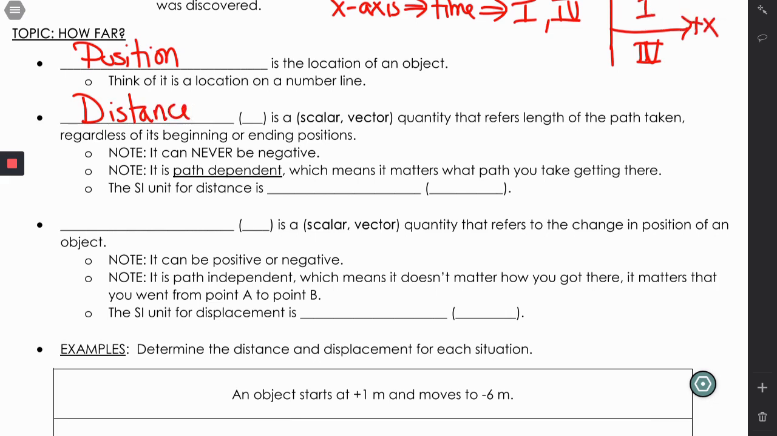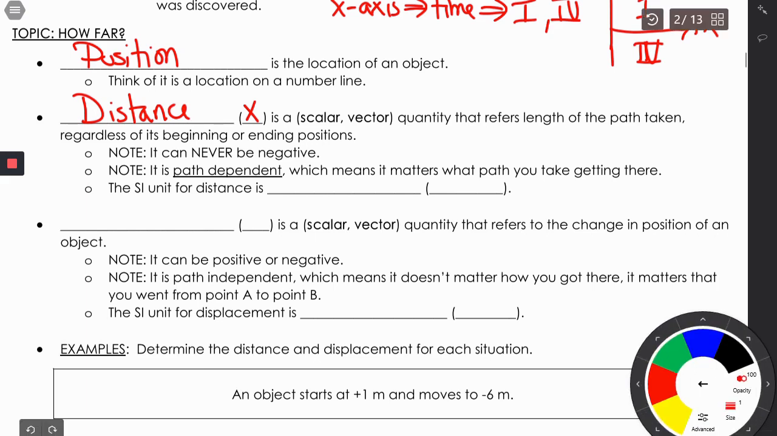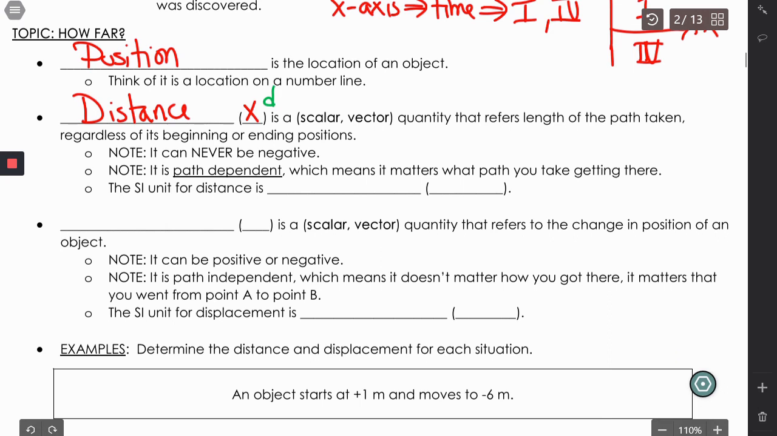The first one is distance. The AP test will abbreviate it as X, but sometimes you'll see me write it as a D. Okay, X and D in your mind right now are the same thing. Okay, and so that's a quantity that refers to the length of a path taken, regardless of its beginning or ending positions. Again, note since it is a scalar quantity, you're not going to have to worry about the sign. So it's never going to be negative.